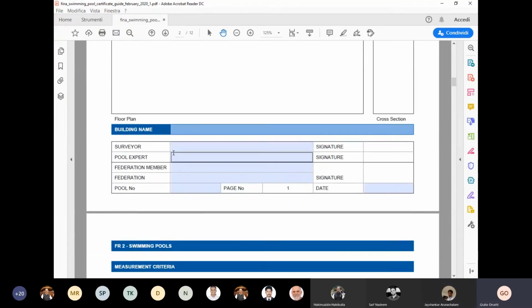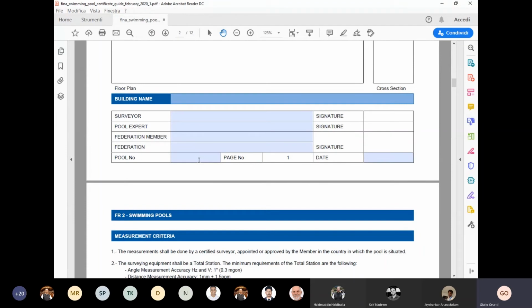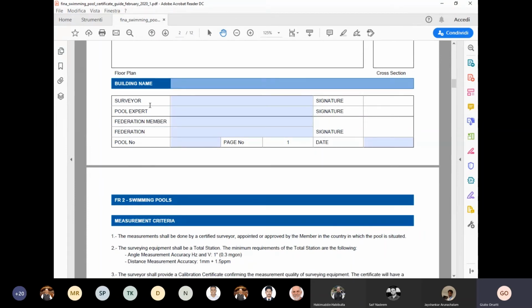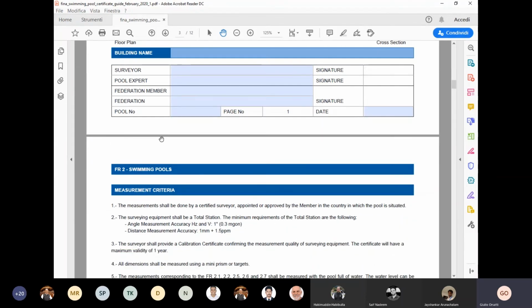And you will see that at the end of each page, there is a paragraph where you need to write down and sign the names of the surveyor, the pool expert, the federation member, and the federation. I will go through these in just a second, but these 3 people are involved: the surveyor, the pool expert, and the federation member are 3 key figures to have the certificate approved. This is a very important point because the certificate cannot be issued by the pool company, the general contractor, or the architect that designed the pool.